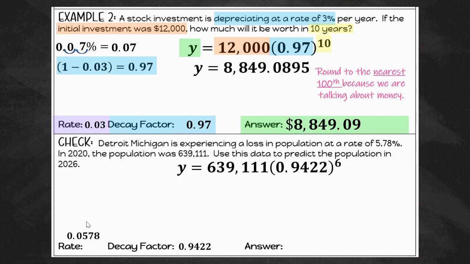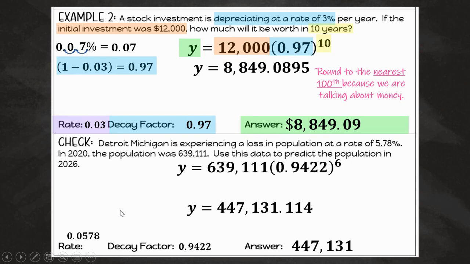And then I plugged that in to my calculator and I got 447,131. Now here I'm talking about people, so I am going to round that to the nearest whole number. So I get 447,131 people after 6 years of the population decreasing.